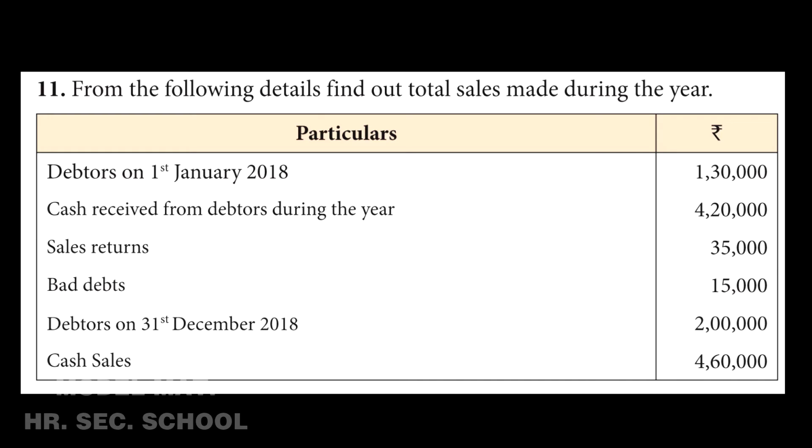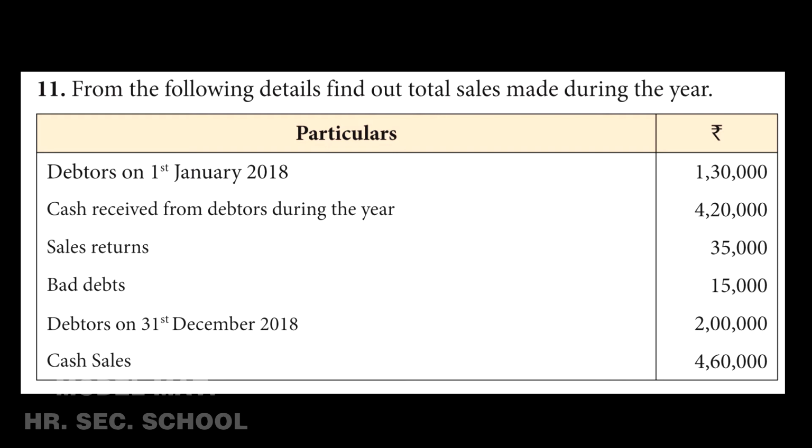Question number 11, page number 34. If you don't have the textbook, you can watch the screen. I'll read the question. From the following details, find out total sales made during the year. Debtors on 1st January 2018, 1,30,000. Cash receipt from debtors during the year, 4,20,000. Sales returns, 35,000. Bad debts, 15,000.